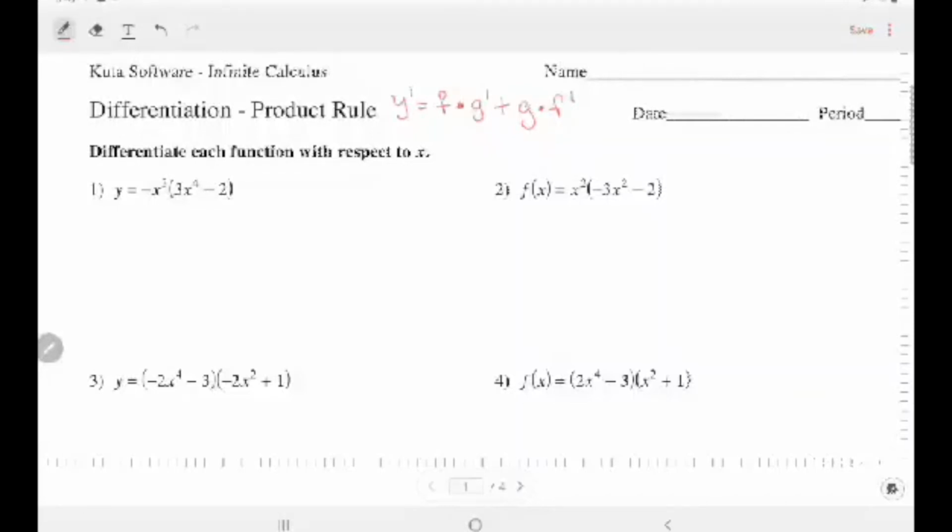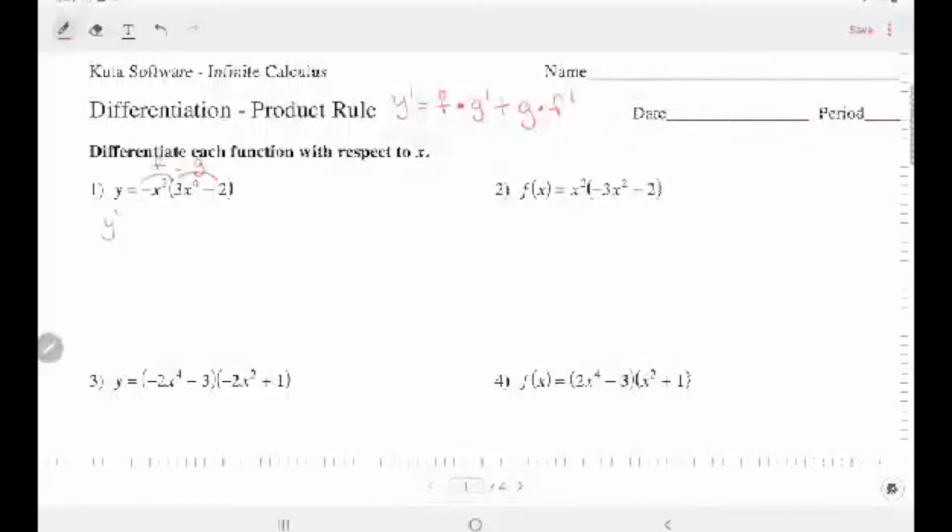Today we're going to do Kuta software calculus, the product rule. To differentiate a function y, it equals f times the derivative of g plus g times the derivative of f. In number one, your first function is f, your second function is g.